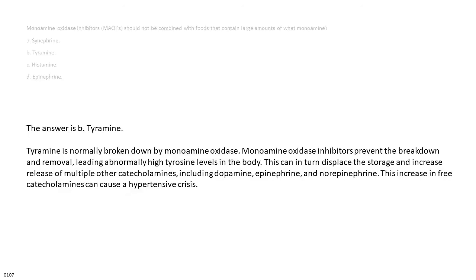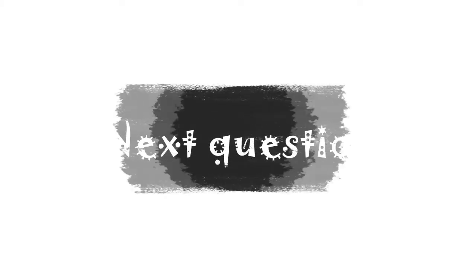The answer is B. Tyramine. Tyramine is normally broken down by monoamine oxidase. Monoamine oxidase inhibitors prevent the breakdown and removal, leading to abnormally high tyramine levels in the body. This can in turn displace the storage and increase release of multiple other catecholamines, including dopamine, epinephrine, and norepinephrine. This increase in free catecholamines can cause a hypertensive crisis.